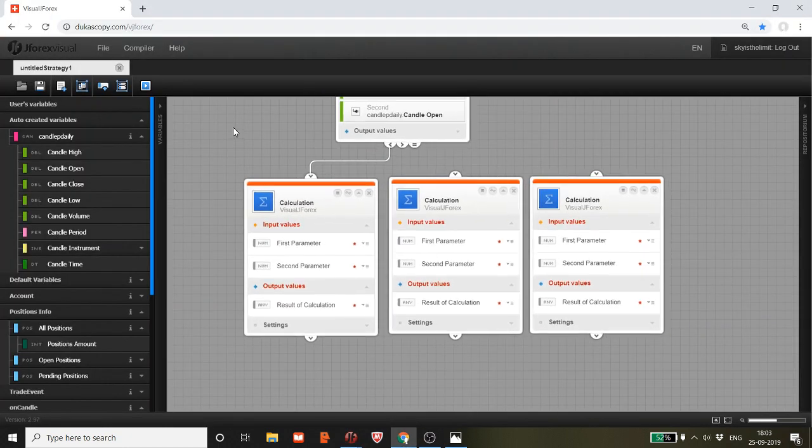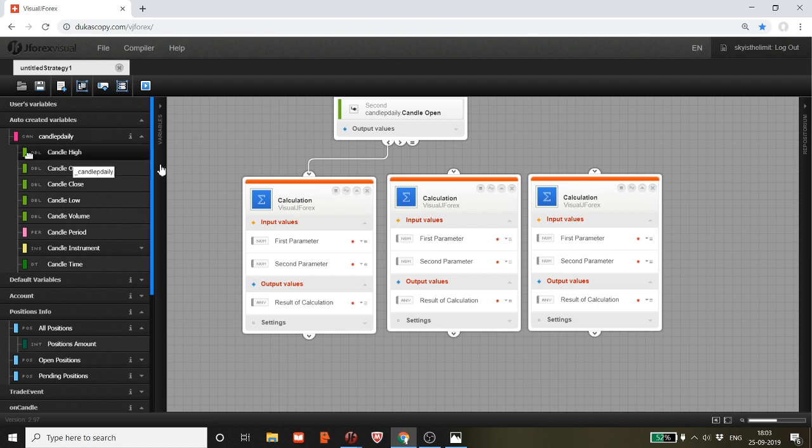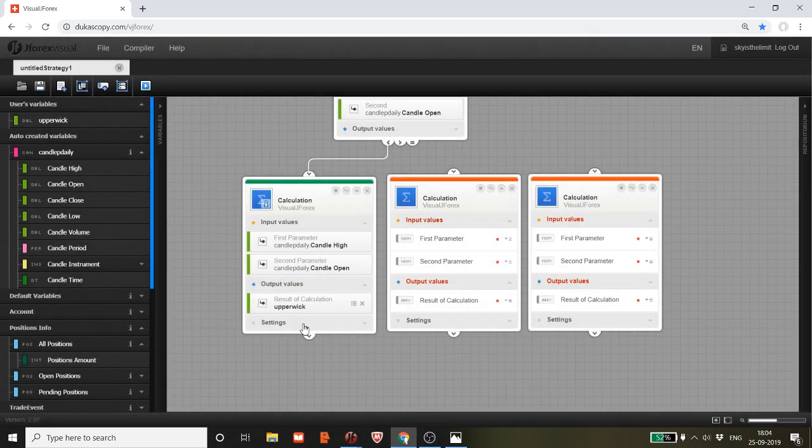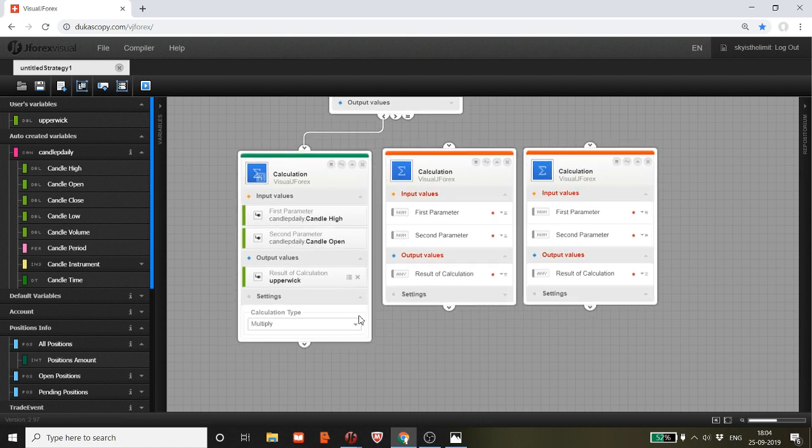So here first we will calculate candle high. As the candle is bearish, candle open will be there. So we will subtract candle open from candle high, and this will be the upper wick. Start value 0. Change the setting to subtraction.